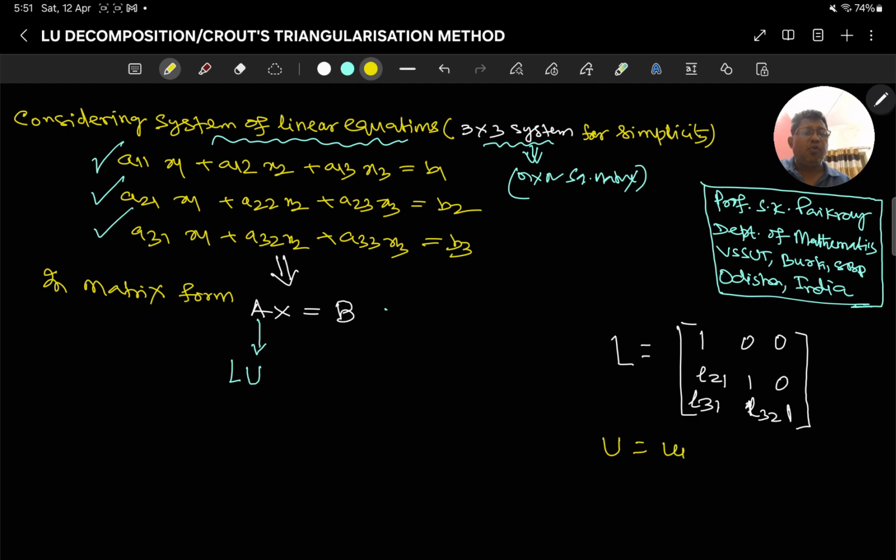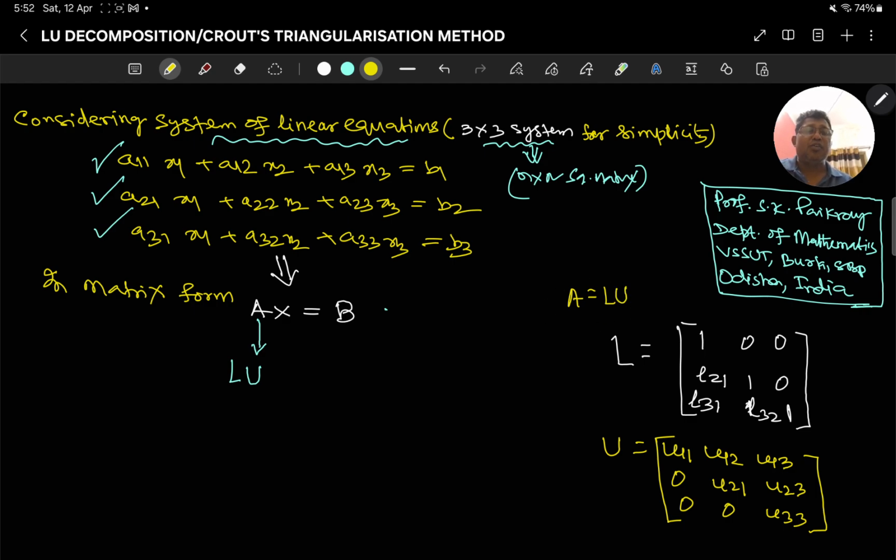And here you write the upper triangular matrix U: U11, U12, U13, then 0, U22, U23, then 0, 0, U33. This is L into U. Every square matrix A can be expressed as L into U, provided the principal minors are non-singular. I will write the principle later on.